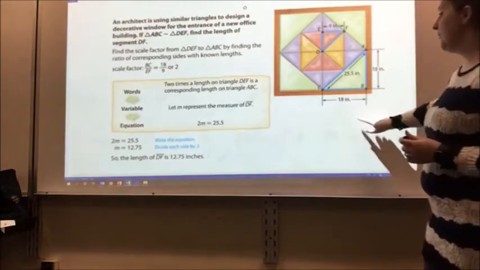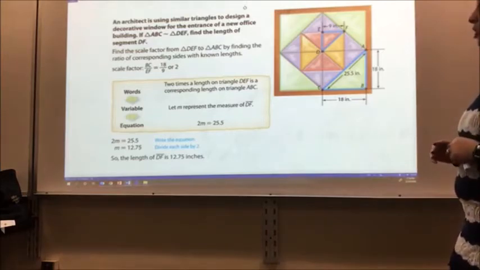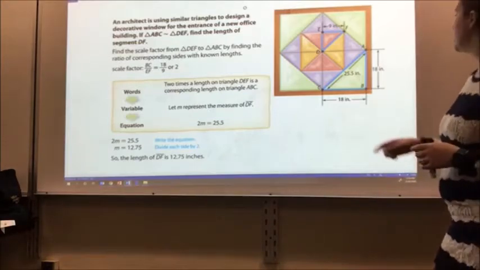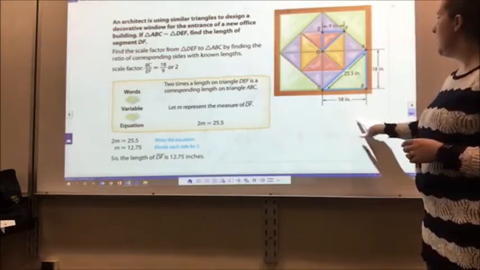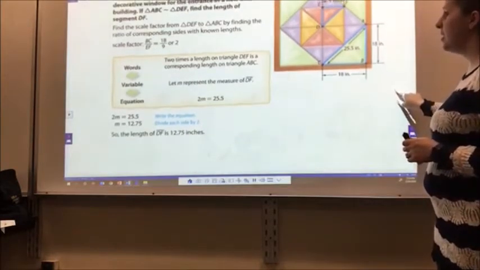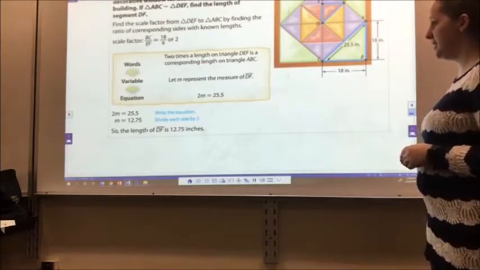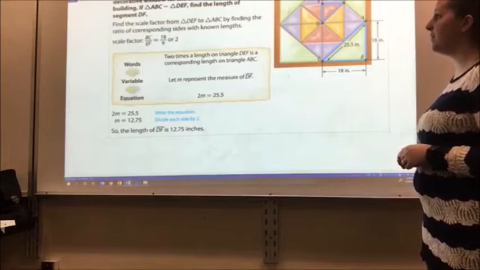So the first thing that I want to do is find the scale factor from triangle DEF to ABC by finding the ratio of corresponding sides with the known lengths. So I'm going from DEF to ABC. DEF is the smaller one, so it's going to be a larger number. I know that BC is 18, and that corresponds to EF, which is 9. So 18 divided by 9 is 2. 2 times a length of triangle DEF is a corresponding length on triangle ABC. So let M represent the measure of DF. So 2M equals 25.5.